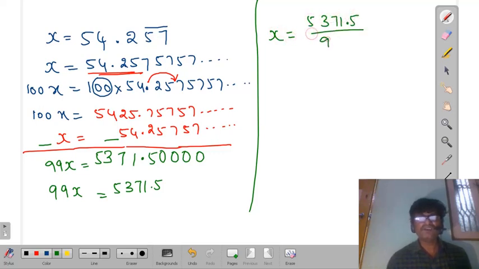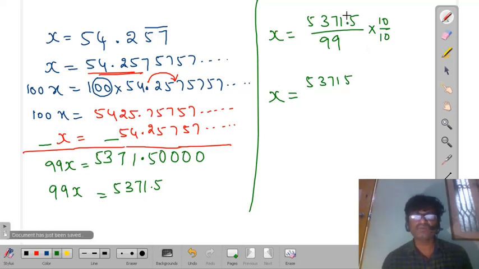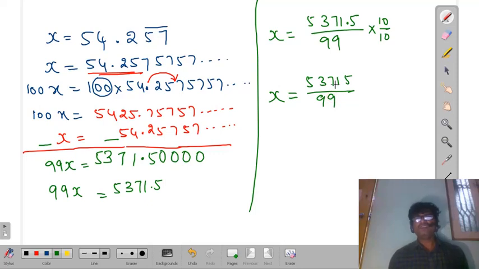5371.5 divided by 99. Okay, here again we have a decimal point. So to remove this one, you multiply numerator and denominator by 10. So x equal to 53715. If you multiply a decimal number by 10, just move the decimal point 1 digit right. So you will get 53,715 divided by 99, and we have one 0, so 990. Of course, if there is any possibility to cancel, we can cancel, that is the other thing. But what is x here?